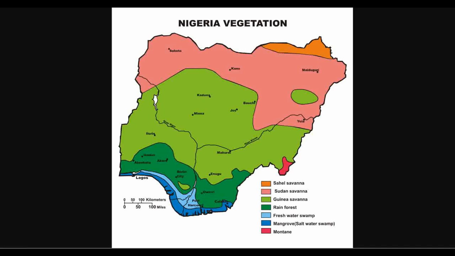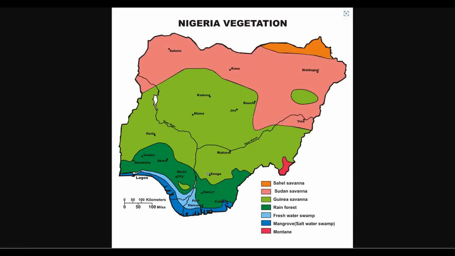Okay, so we mentioned that the savanna could be divided into three in Nigeria. What are they? You have the Guinea savanna, the Sudan savanna, and the Sahel savanna. But the Guinea savanna is further divided into the Southern Guinea savanna, which is made up of Niger State, Benue State, and Kwara State.